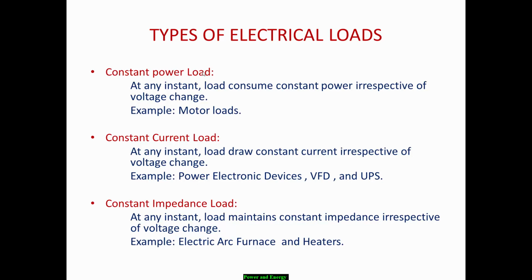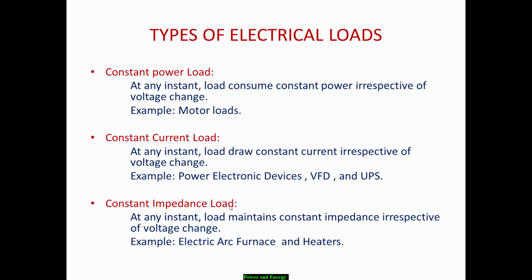Constant power load means that at any instant the load consumes constant power irrespective of the changes in the voltage. Example, motor type of loads. Constant current load, as its name implies, draws constant current at any instant irrespective of the voltage change. Power electronic devices are the better example for this category. I can also add a few examples like variable frequency drive, UPS, where even power electronic devices are included.